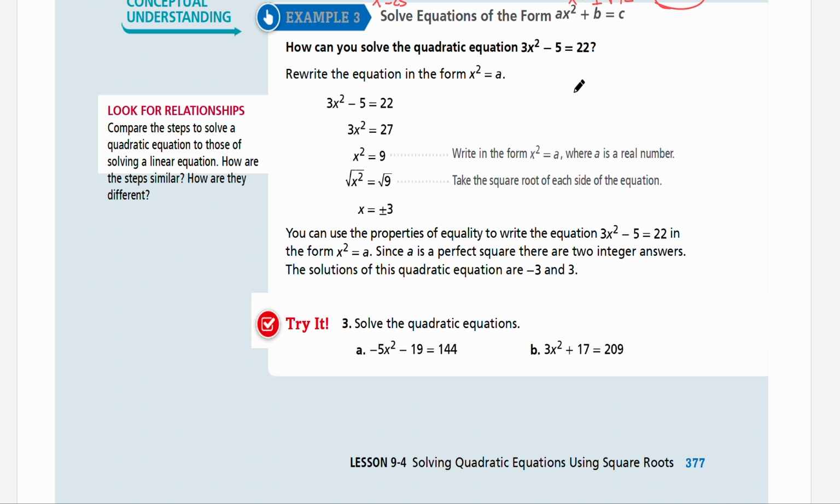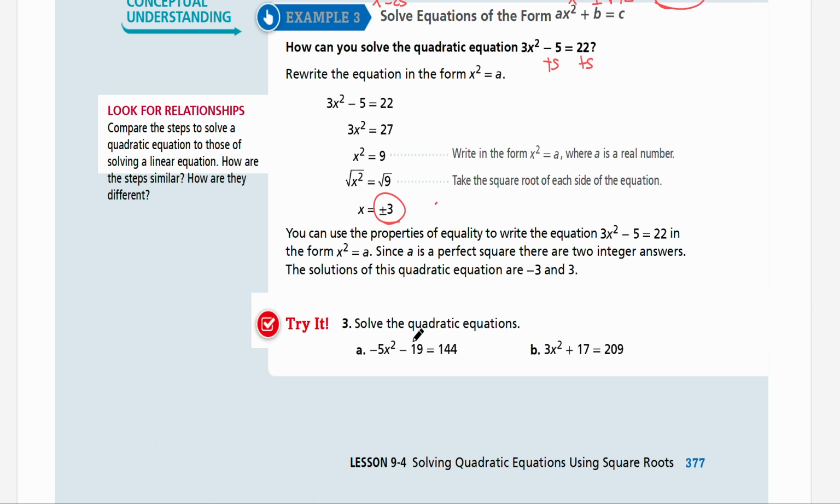We have more steps now, but that's okay. You already know how to isolate your variable, right? So you do step by step, inverse operation. The order is also flipped. So you add 5 on both sides first, right? And then you have 27 on the other side. 3x squared equals 27. And then you divide 3 on both sides. You have x squared is equal to 9. Square root both sides, and you have plus or minus 3.